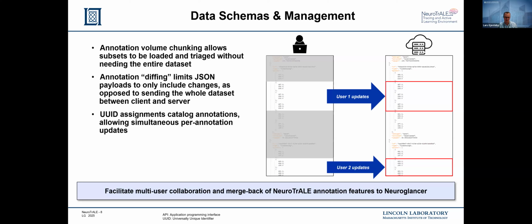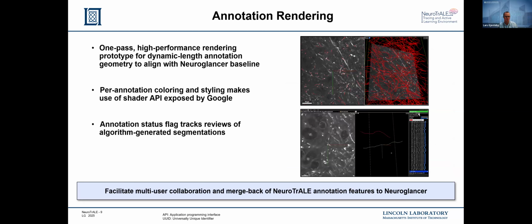And then different regions of the data set can be annotated simultaneously. And so the goal was to facilitate the multi-user collaboration here. And then on the annotation rendering side, NeuroTrail does one-pass high-performance rendering for dynamic length annotation geometry to align with the Neuroglancer baseline. And then there's also per annotation coloring and styling, which makes use of the shader API to highlight specific annotations in different colors.